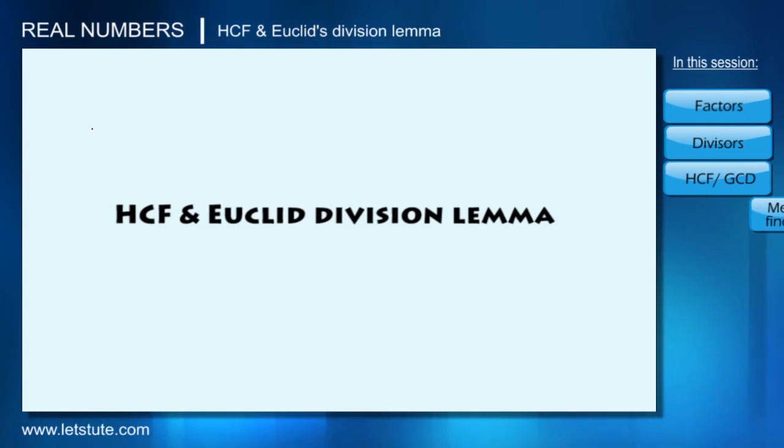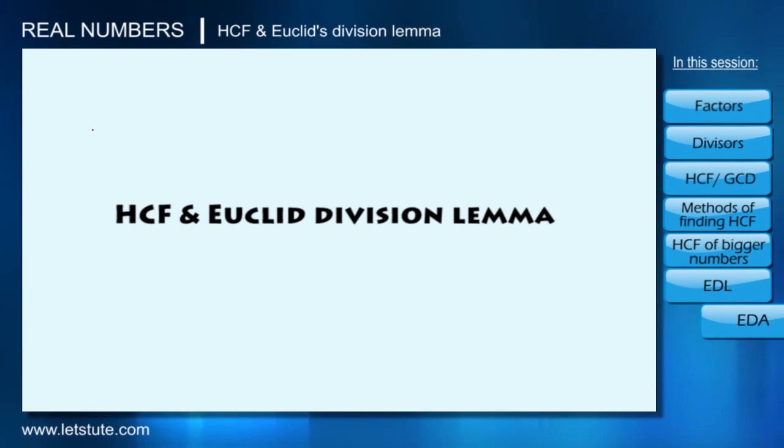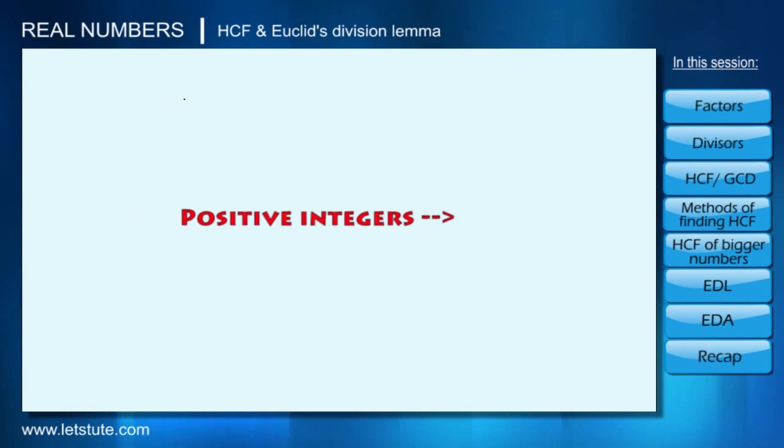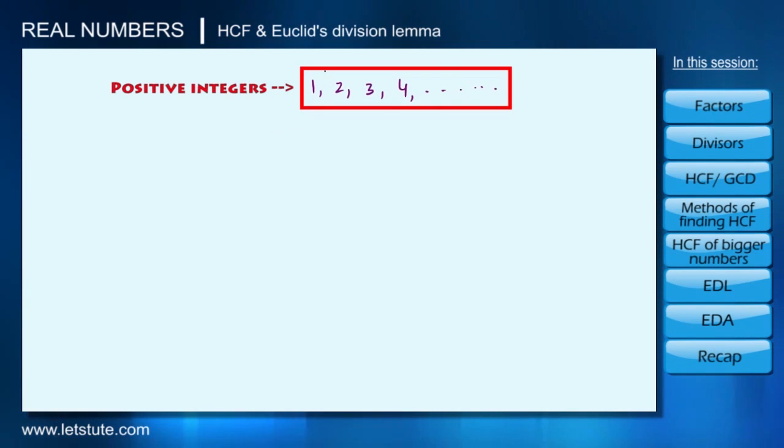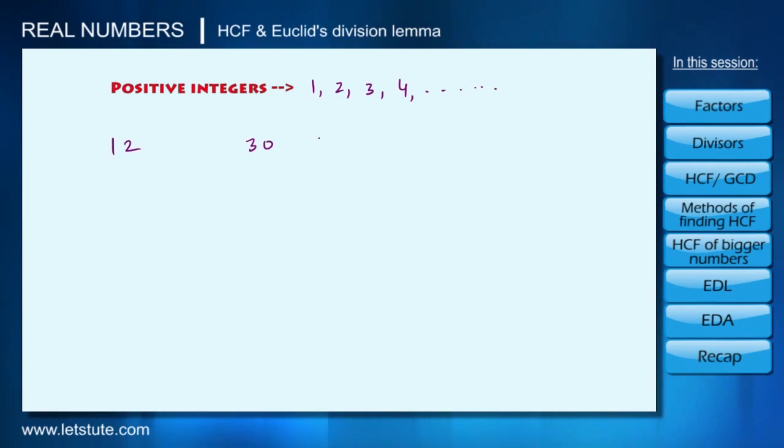Hello everyone. In the previous session we have learnt about positive integers that are simply counting numbers 1, 2, 3, 4 and so on. In this session we are going to learn something more on these positive integers. So let's take some positive integers, say 12, 30, 42 and 18.